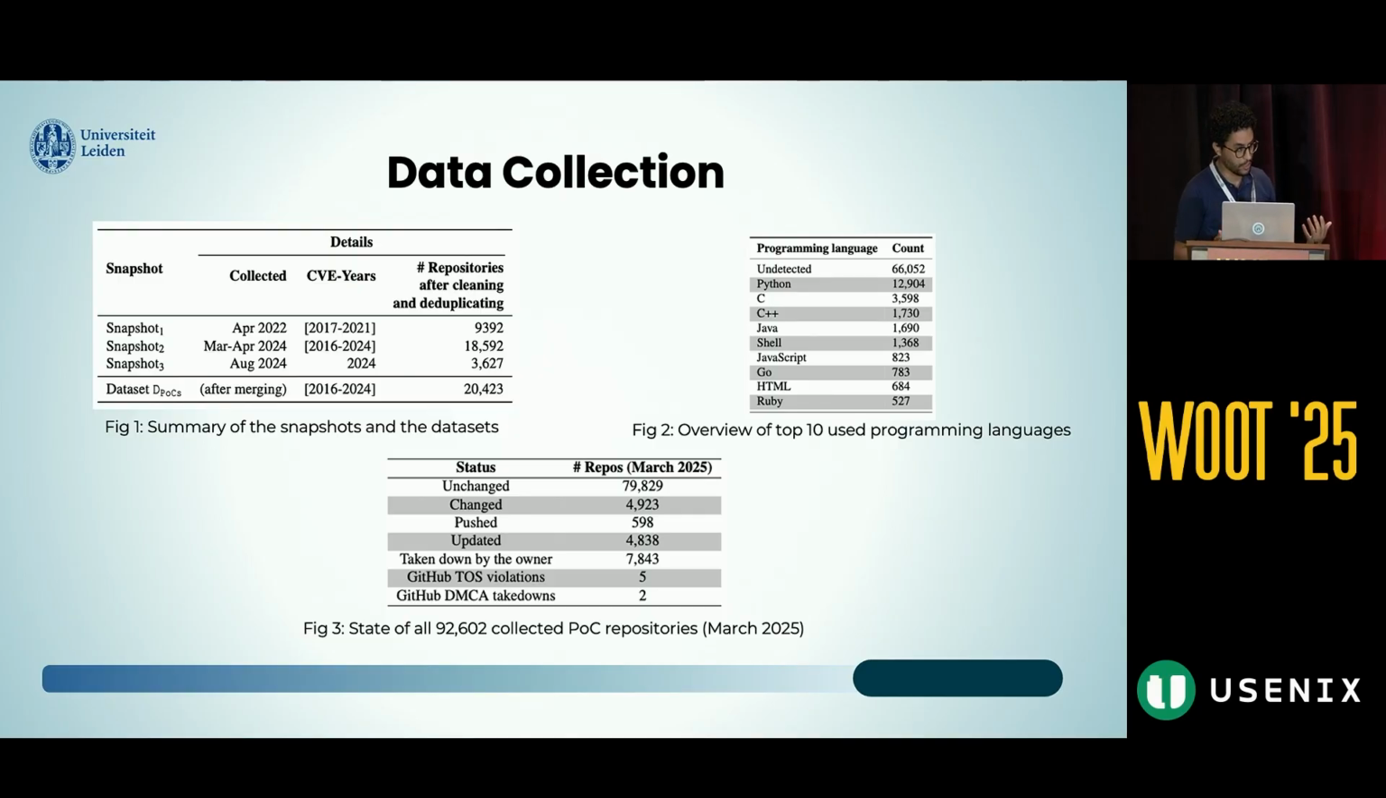And the total is around 20,000 proof of concepts that we actually analyzed after deduplication and cleaning. And by deduplication, I mean excluding forks. And that's also another alarming problem, where people are basically just forking these kinds of repositories and using them while they actually are or could be malicious.